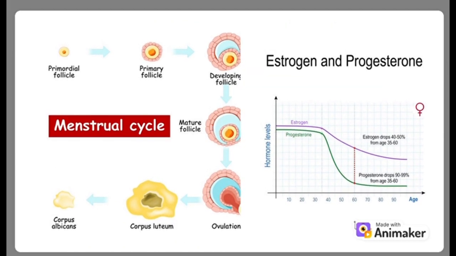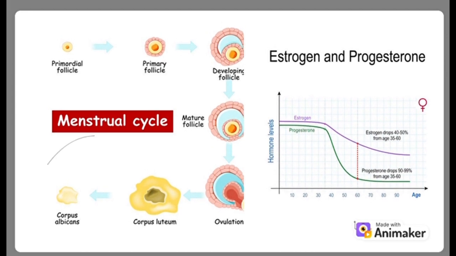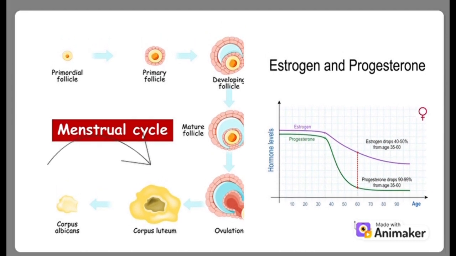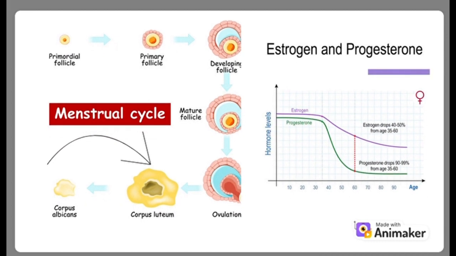Following ovulation, the ruptured follicle transforms into a structure called the corpus luteum. The corpus luteum produces hormones, including progesterone, which prepares the uterus for potential implantation of a fertilized egg. If fertilization does not occur, the corpus luteum degenerates.